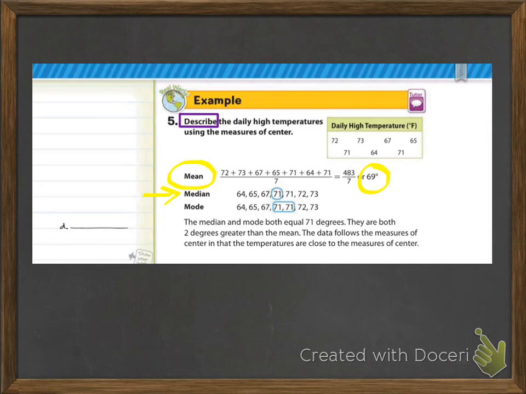All right, so if you look at the sentence that they wrote here, it started by telling you that the median and the mode both equal 71 degrees. So they automatically talk to you about the median and the mode. It then said that they are both 2 degrees greater than the mean. Remember we said that the mean was 69 degrees. So what they did is they took the median, or the mode, since it's both 71, they subtracted 69 from it, and they found that the difference was 2 degrees. And that's how they got that second sentence, that they are both 2 degrees greater than the mean. Now, this final sentence says, the data follows the measures of center in that the temperatures are close to the measures of center.